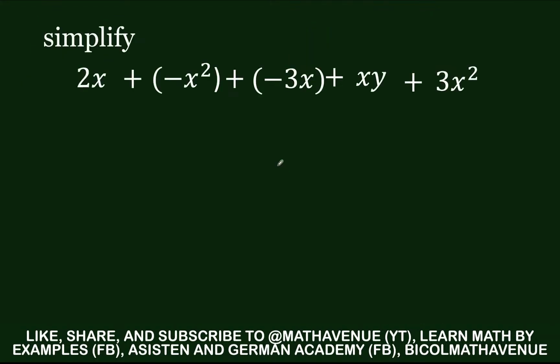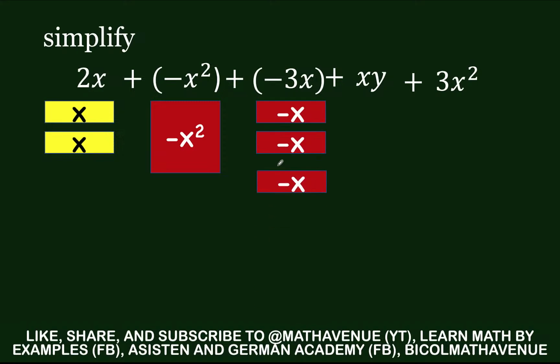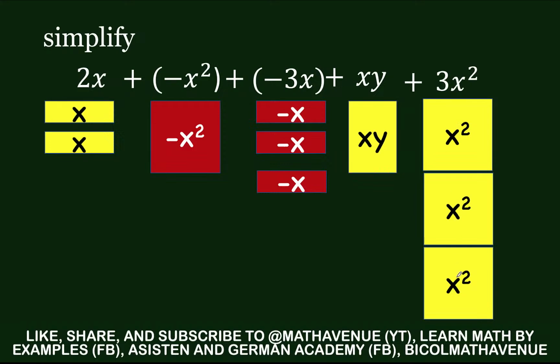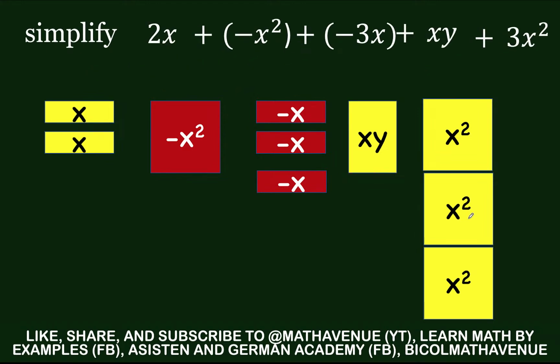So, for example, you have 2x plus negative x squared plus negative 3y plus xy plus 3x squared. How do we visualize this now? So 2x has no problem. It's two yellow x's. Negative x squared would be red, and negative 3x would also be red, the same dimension as x, but it's color red. xy is positive, so it's yellow, and 3x squared are also yellow, 3 squares of dimension x squared, and they are all color yellow. Now, in order to simplify this, that means combine like terms, we need to rearrange so that all the like terms are together, but not only that, we are going to remove the zero pairs.